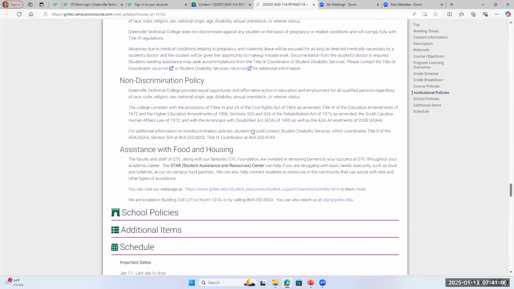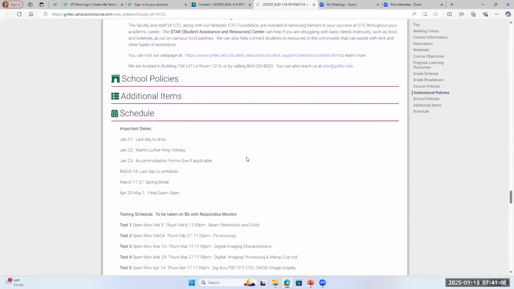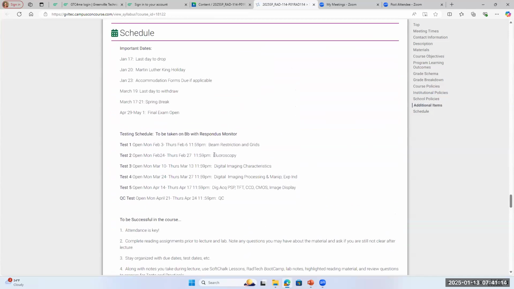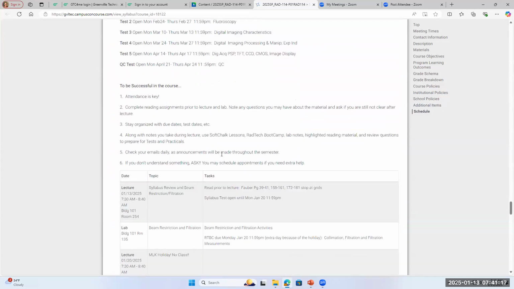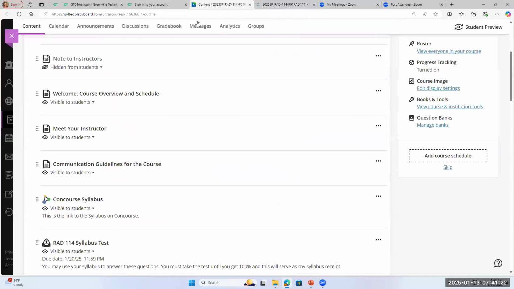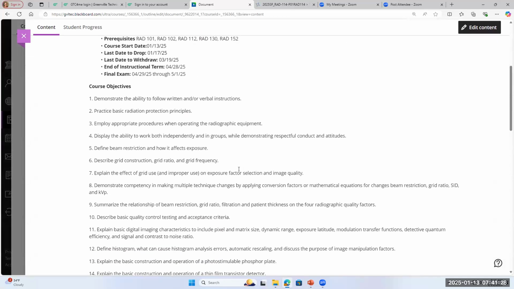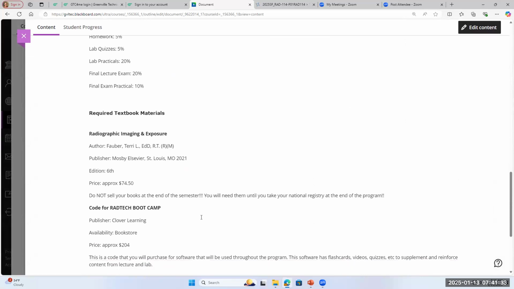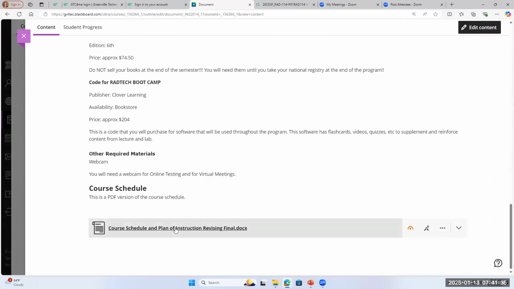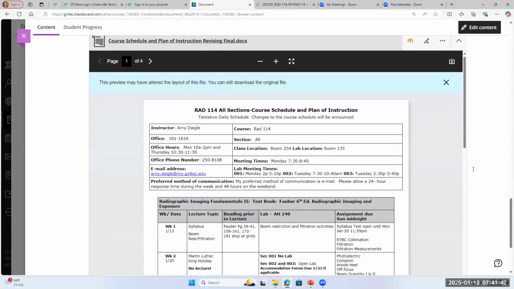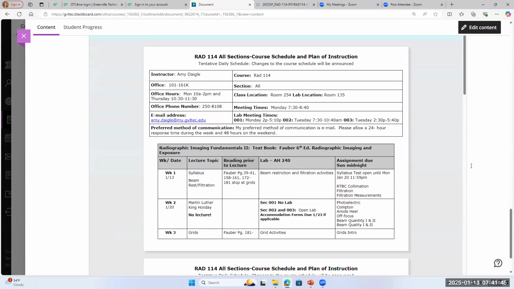All this other stuff is just here for your information. The schedule is available here, and also, let's go to the welcome course overview and schedule. You can see again here all the objectives. Here's the grading component, and here is another way to look at the schedule if you like to look at it this way better than in the syllabus. It's the same thing.